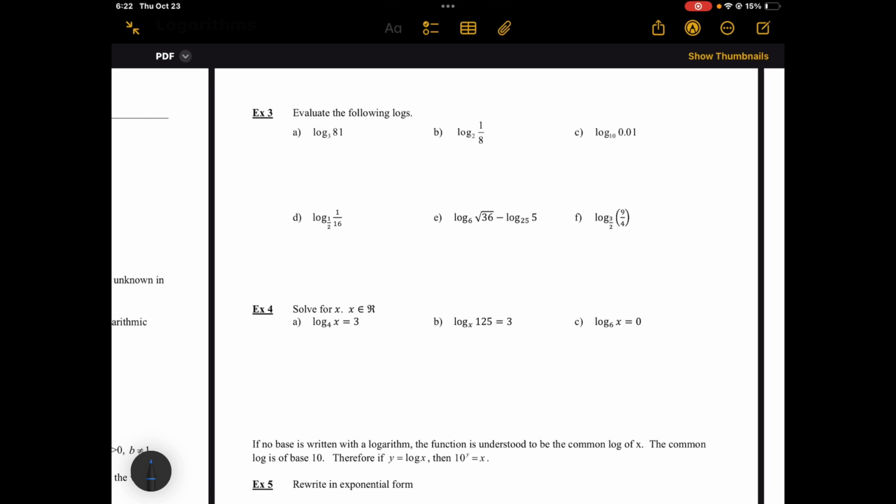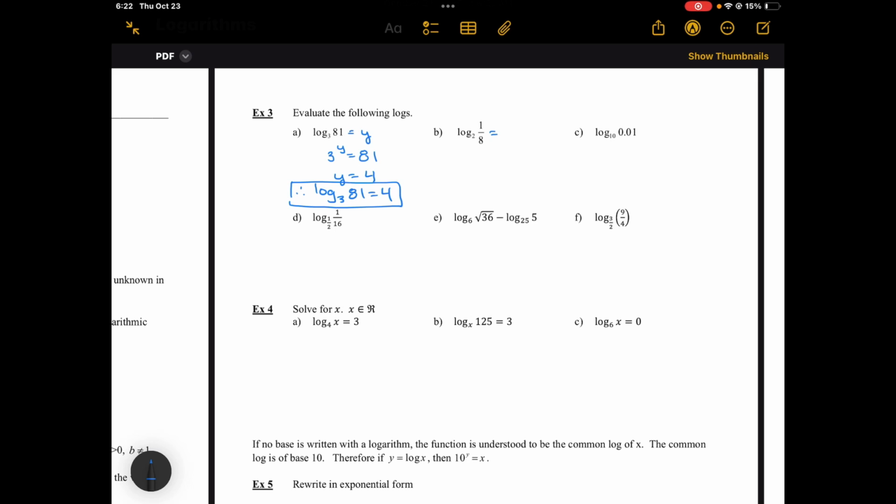The next thing that we want to be able to do is to evaluate the following logs. So the first thing that I'm going to do is I'm going to set it equal to y. Once I've set it equal to y, I'm going to change it into exponential form. And then I can use any equation solving. Really, I'm using guess and check. What exponent do I need to raise 3 to get to 81? In this case, it's 4. So I would say log base 3 of 81 is equal to 4.